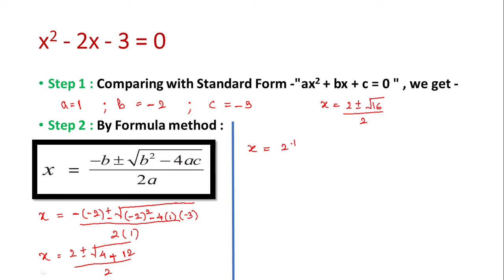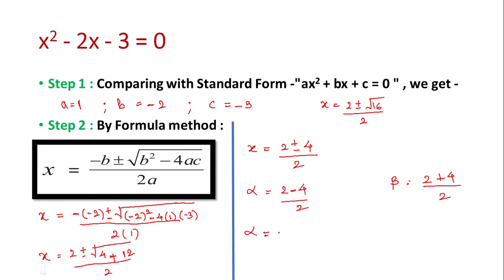So you will get the value of x as 2 plus or minus root 16, and root 16 is 4. So let's insert that value as 4 upon 2. So separate it, take it once as alpha. This will be 2 minus 4 upon 2, and beta will be 2 plus 4 upon 2. Why did I do this? Here it is plus or minus. Once we have taken minus and once we have taken plus in between the two values.